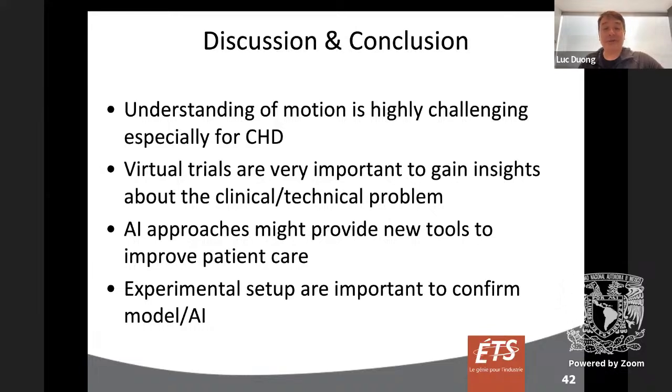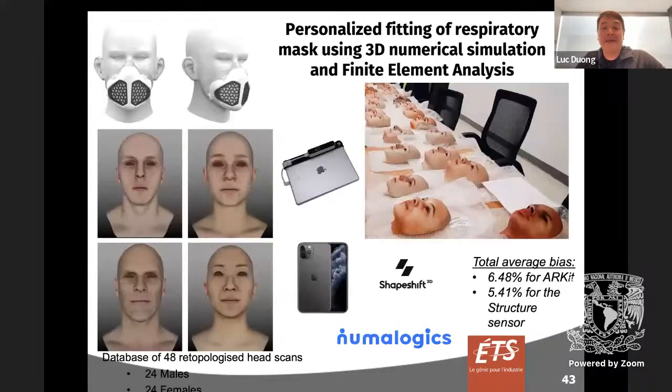And I think it's very important since it allows us to bring down the cost of research while maintaining the quality. Using AI, we did use AI a lot. I think it might provide new tools to improve either patient care or the current way of doing things, but we need to be careful and validate with real patients or with real models. And as you may suspect, experimental setups are really important to confirm the model you are trying to study. I just wanted to share one last thing.